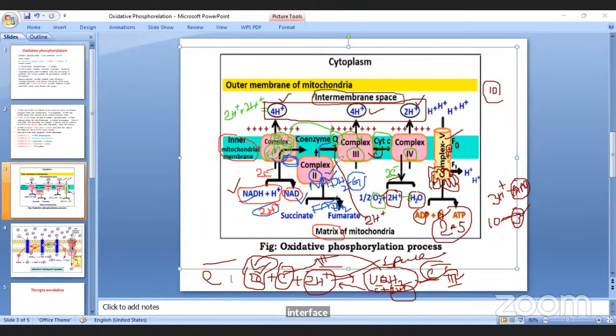But complex 2 has low energy and there is no proton pumping factor. This proton pumping factor is present in complex 1 only. And when 2 electrons are released from glycolysis NADH2 and Krebs FADH2, low energy is produced, because glycolysis NADH2 is present in the cytosol. Where is glycolysis, sir? In the cytosol only, not in the mitochondria.